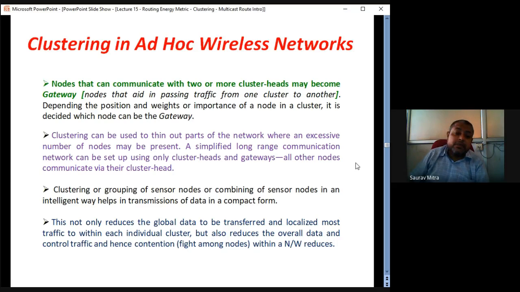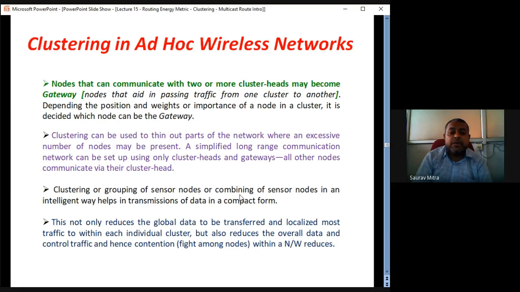So all the nodes are sensing the data, they are put in a cluster, and they are sending all the data to the local cluster head. The cluster head processes it a little bit, and it has a higher communication capacity. It sends the data to the gateway or to the next cluster. This way we can save some communication power. So this is another type of protocol.